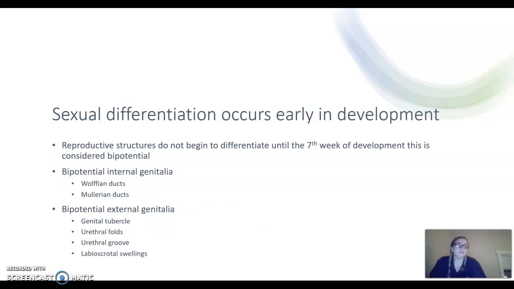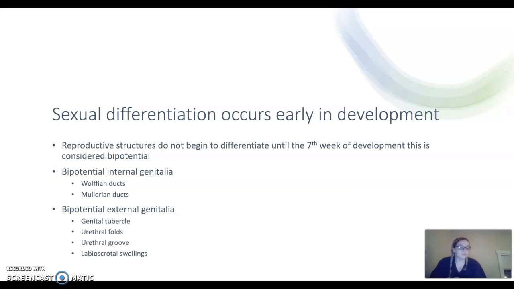The sexual differentiation occurs in early development. Reproductive structures do not begin to differentiate until the 7th week of development, and this is considered bipotential. They cannot be identified as male or female reproductively because earlier than the 7th week, you just cannot tell.